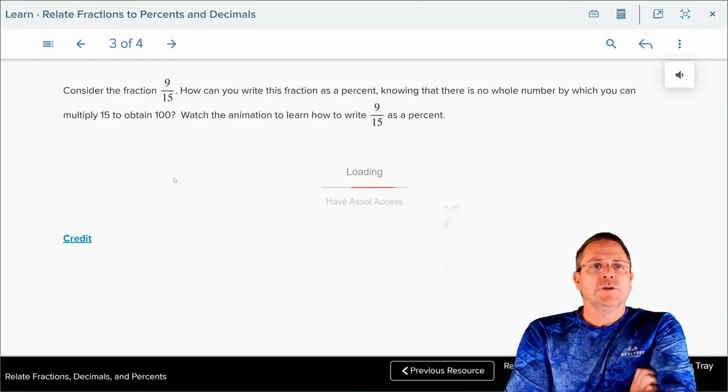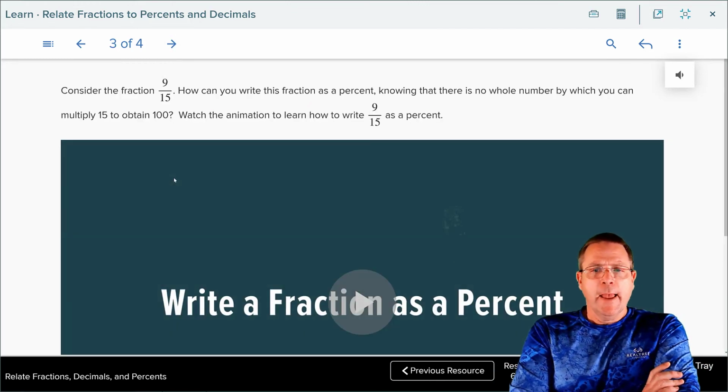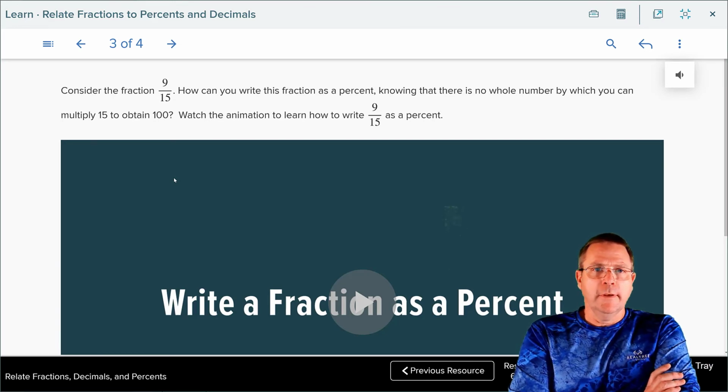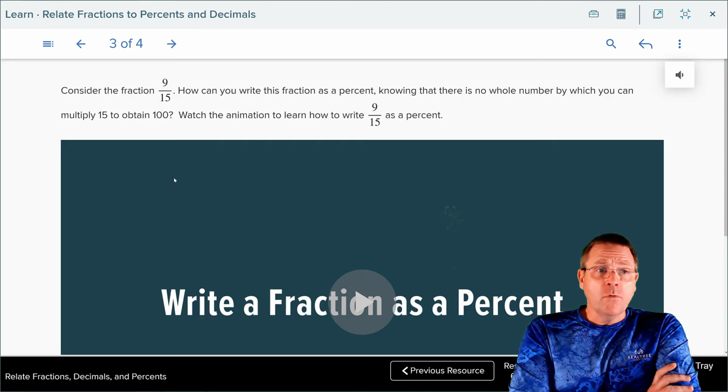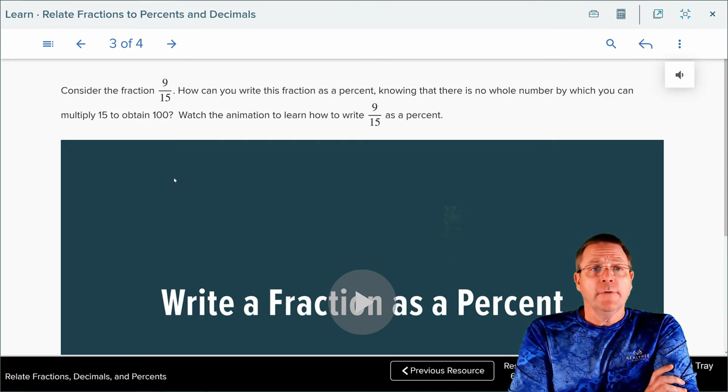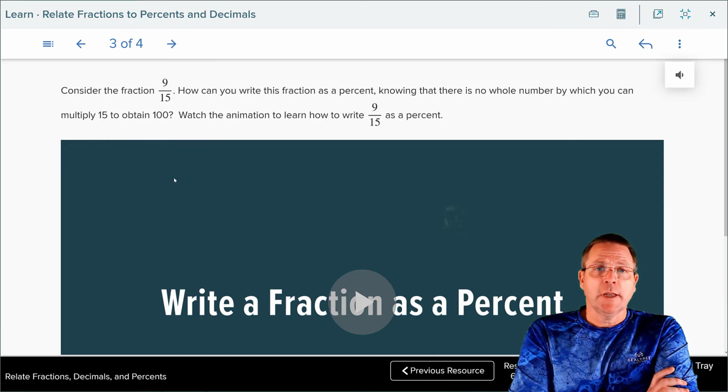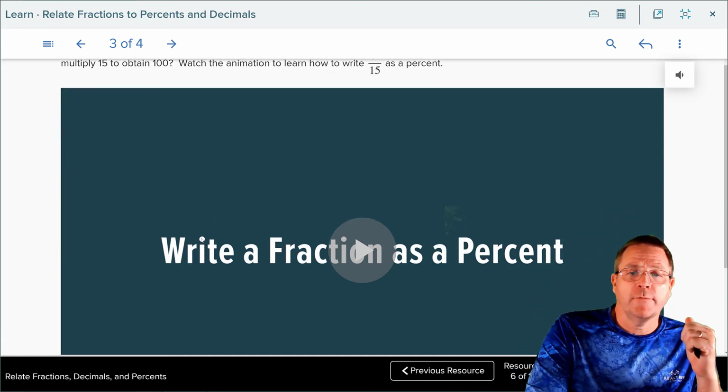Now consider the fraction 9 over 15. How can you write this fraction as a percent, knowing that there is no whole number by which you can multiply 15 to get 100? Let's watch this animation and learn how to write 9 over 15 as a percent.